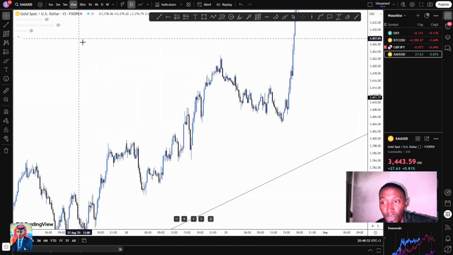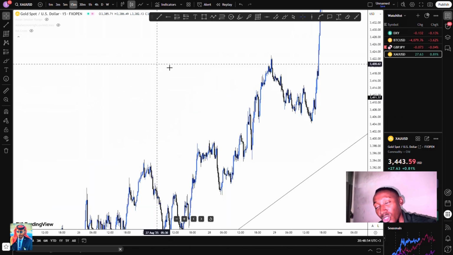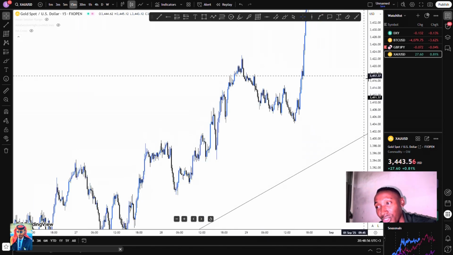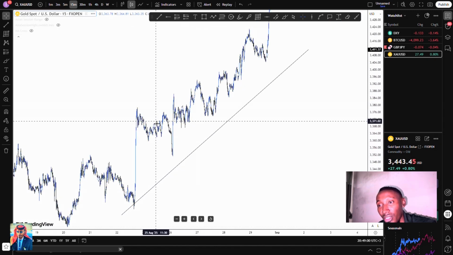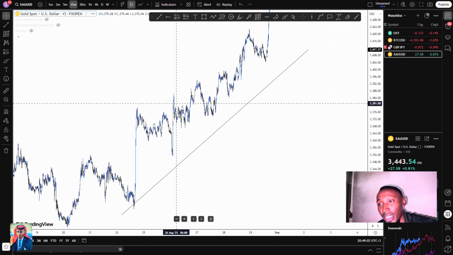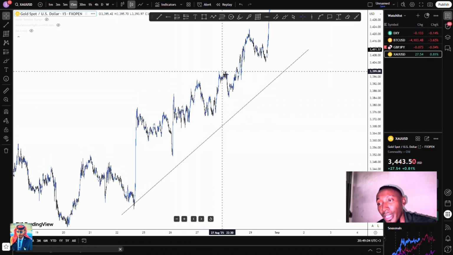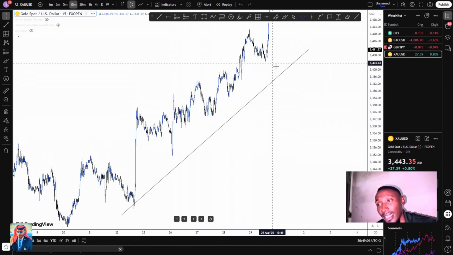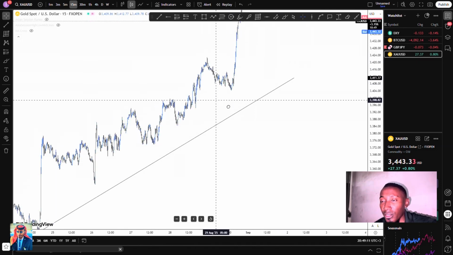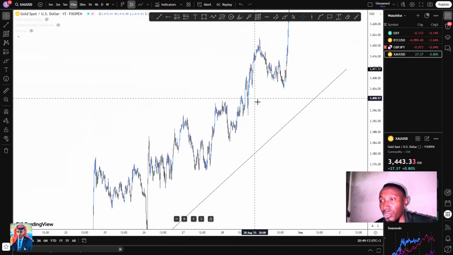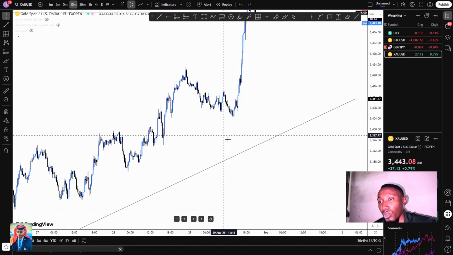I always look for where there's a liquidity zone, since we know we are in a bullish market. As you can see, even on the 15-minute, the market is bullish. We have been creating higher highs, higher lows, higher highs, higher lows, right? So this pullback today is us trying to form a new higher low, okay?